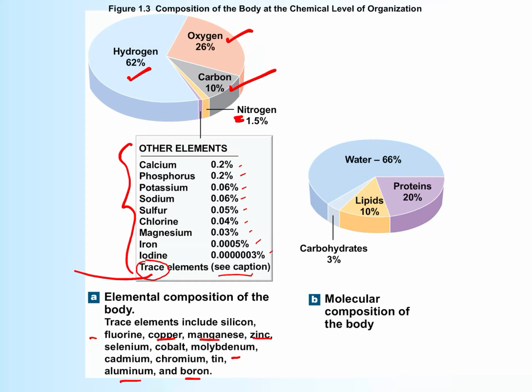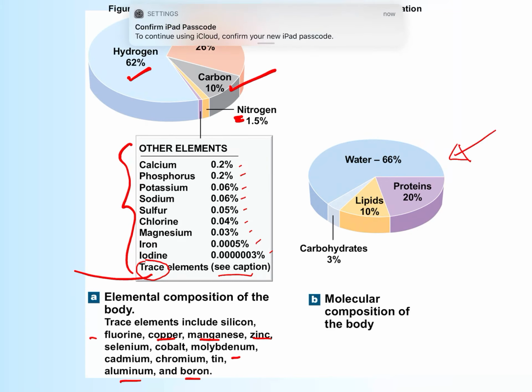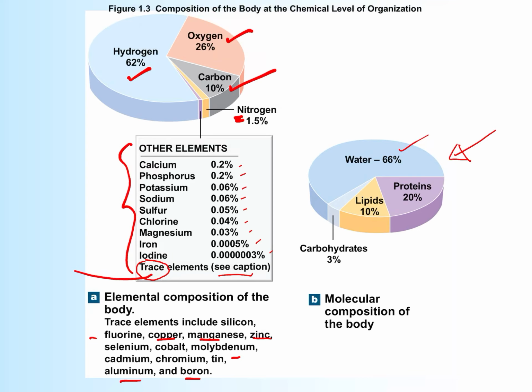So very small amounts. And then if you move over here, right, so this is the chemical level, and this is the molecular level. What molecules are we made of mostly? So we can see that water, right? If you've heard that we are made of mostly water, that is correct. Proteins is next, lipids is next, and then carbohydrates. So mostly water and proteins, lipids, then carbs.